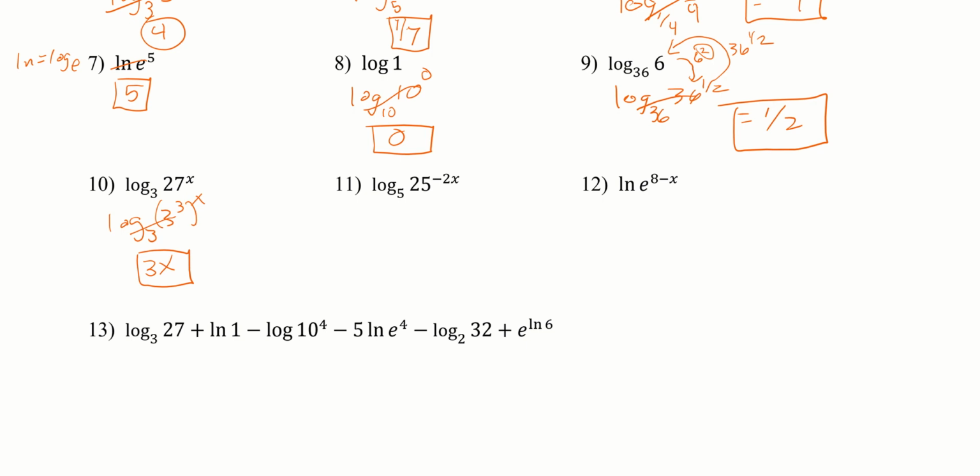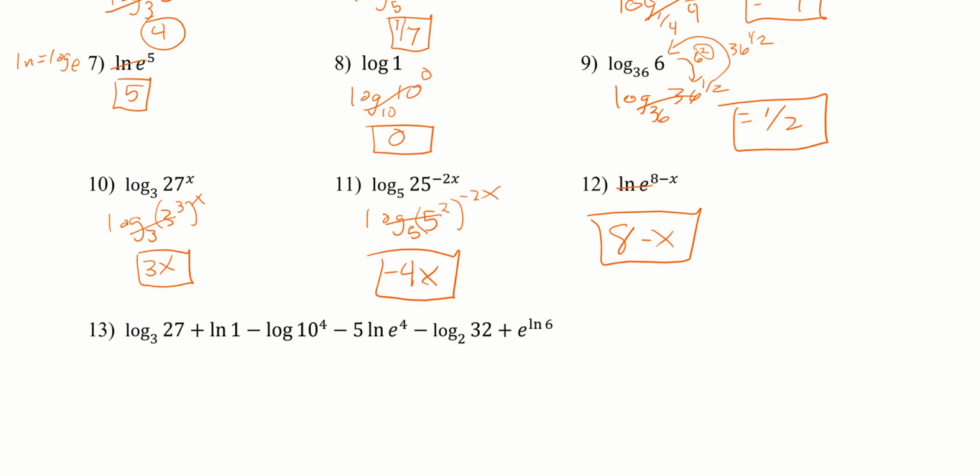Cool. Same thing here. So log base 5 of 5 squared brings you back to 25, but it's already to the -2x. So these guys go away, and then you multiply your two exponents there, so -4x. Number 12 looks a lot harder than it really is. If you can remember, ln and e are inverses, they get rid of each other, and you're just left with the exponent.